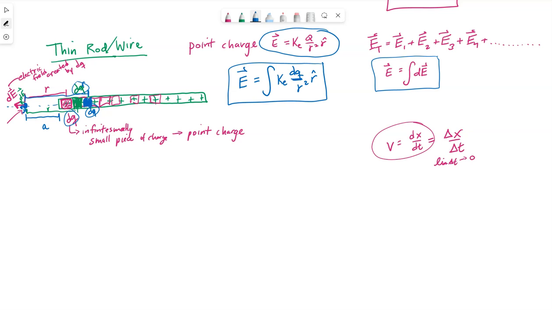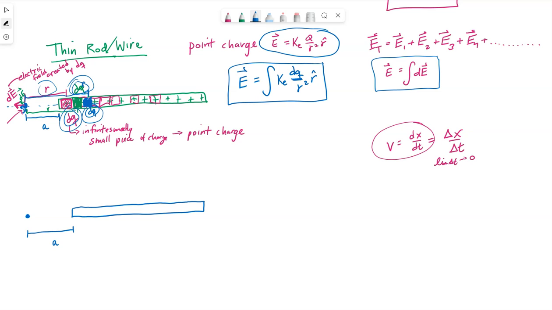Now, the reason these electric fields due to all of these little charges are different is because these distances are different. So each piece of charge is the same, but the distance from the point of interest is different. I'm going to draw the picture again. So the point I care about is over here, some distance A from the left end of this rod.